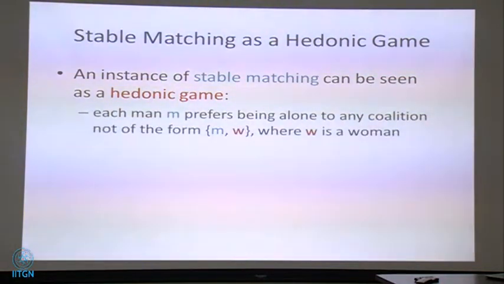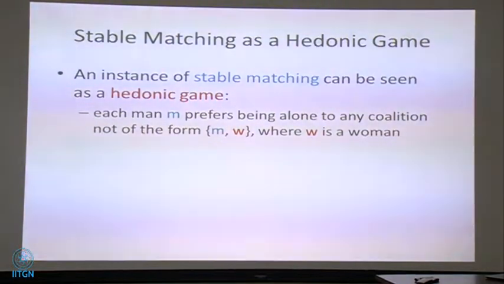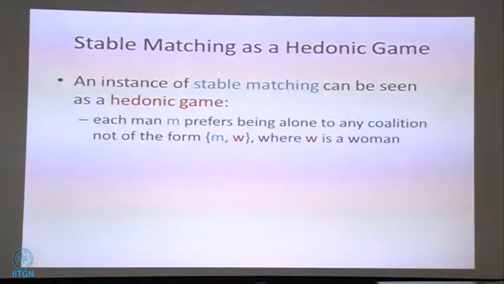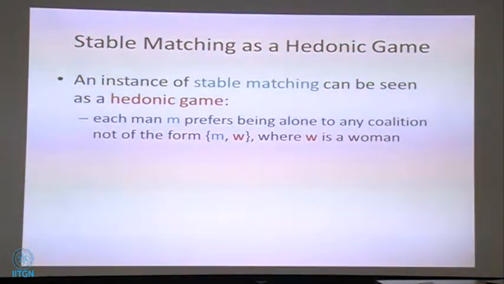First, the set of players. Players are both men and women, so the set of players has size 2n. The preferences are like this. Each man prefers to be in a pair with a woman, to being alone, to being in a coalition of size more than 2. Sort of, the only acceptable coalitions are pairs of size 2. So every pair of size 2 involving a partner of the opposite sex is preferred to any other coalition, for both men and women. And preferences over pairs of the form man-woman are defined by his or her actual preferences over the opposite sex.